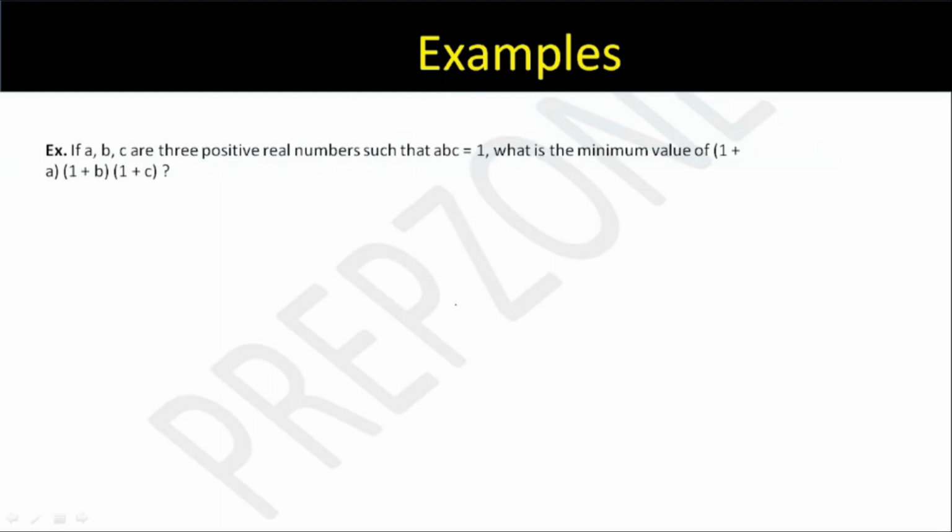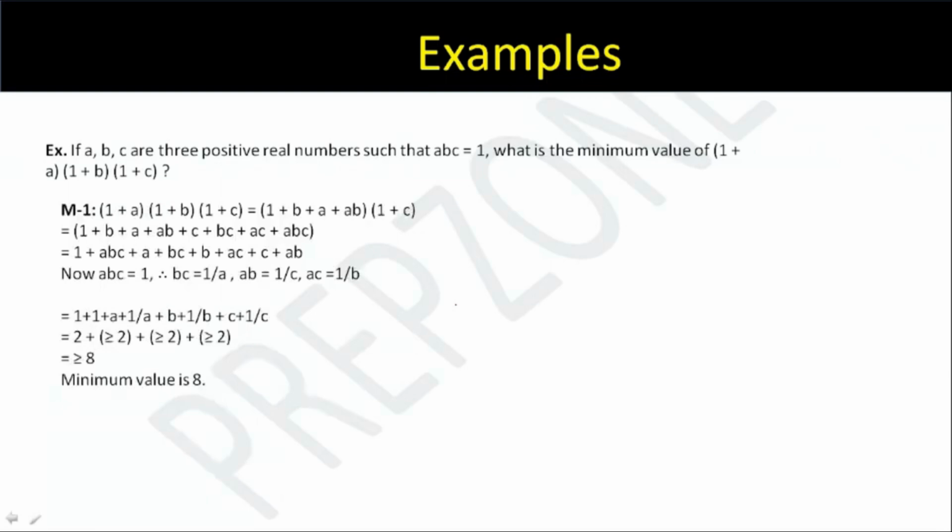Or apply the AM-GM concept, you can apply that too. Sorry, AM-GM is separate. This is one of the methods. You break it into parts, substitute the values that are given, use ABC equals 1, so BC equals 1 by A, and then A plus 1 by A is greater than or equal to 2. So this is how you do it, or it's symmetric. So put ABC as 1. Everyone clear? Okay.